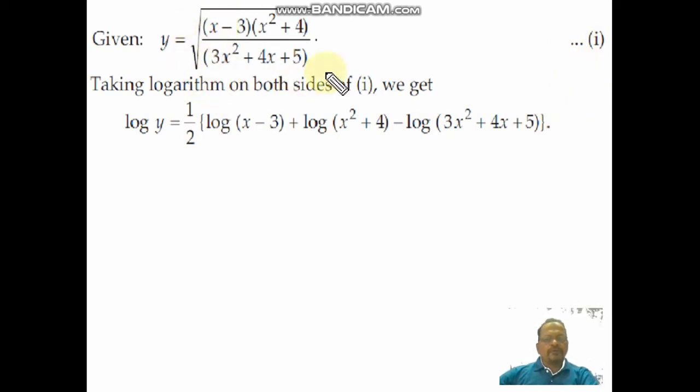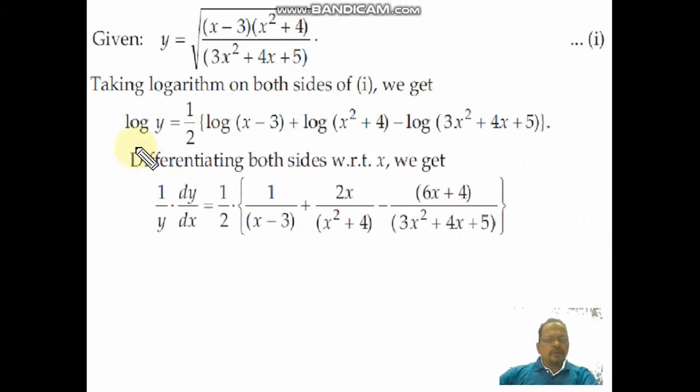Square root of everything. Square root means bracket raised to half. So this half is here. And the remaining product is addition and division means subtraction.